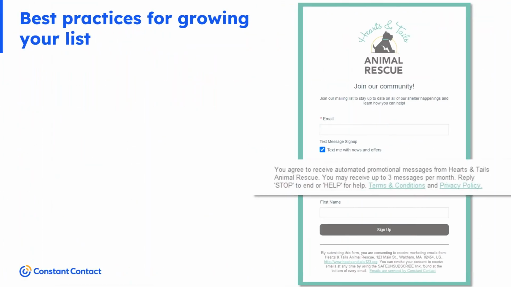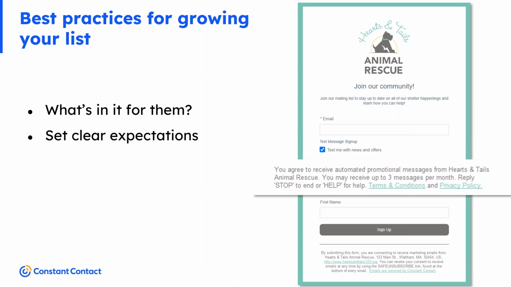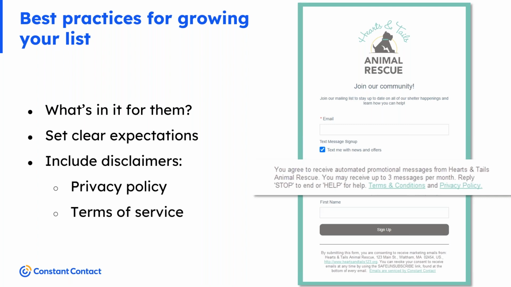Aside from that, there's a few other best practices you'll want to keep in mind when growing your list. The first being set clear expectations. Let them know what's in it for them and make sure they know upfront how many messages you'll be sending, how to opt out, and you do need to include the necessary disclaimers, which are a privacy policy and a terms of service. For more information on these policies, or if you need a terms of service, if you don't have one yet, in that handout I mentioned earlier on the right side of your screen, there's actually an FAQ that has some information on what you need to include in those disclaimers and even a little example of a terms of service you can create if you need that.